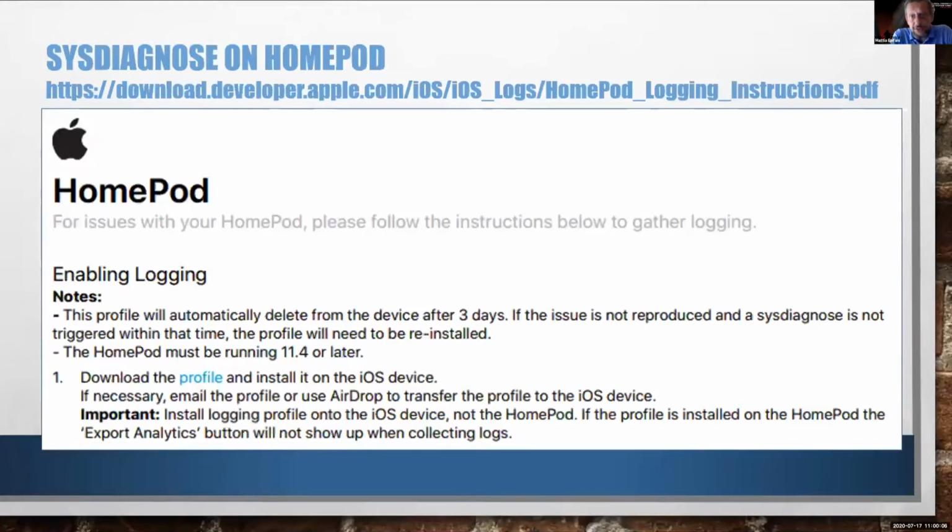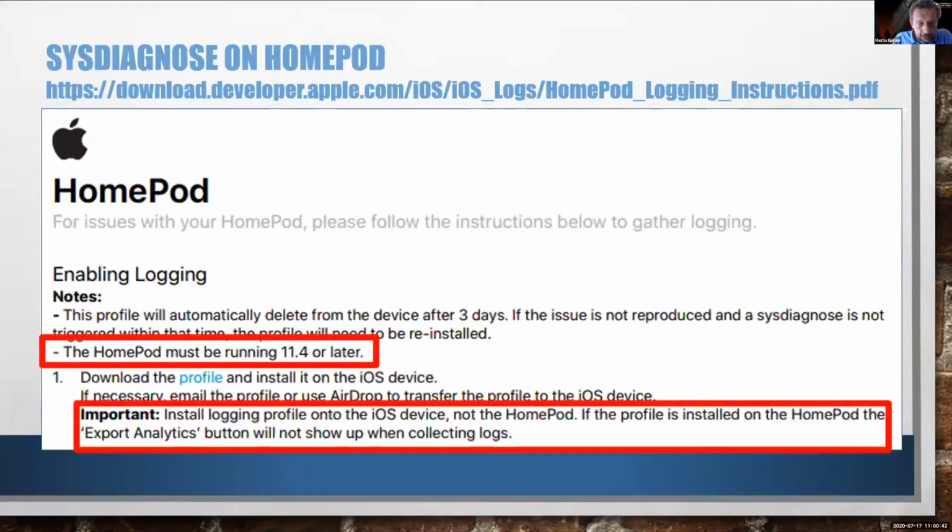There is a specific Sysdiagnose profile for the HomePod. How does it work? You need to install it on an iPhone, and the iPhone needs to be connected to the HomePod. So you need both the iPhone and the HomePod to get the data this way, because you need the iPhone to install the profile on, and the iPhone can communicate with the HomePod.